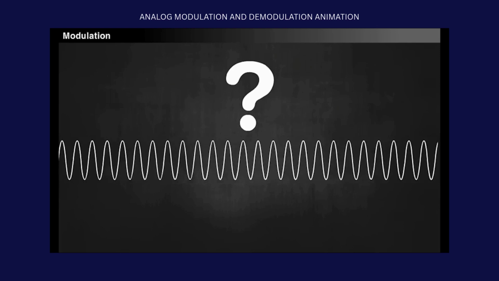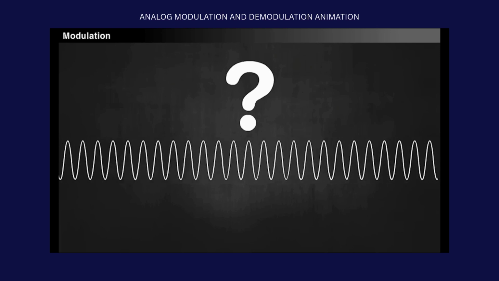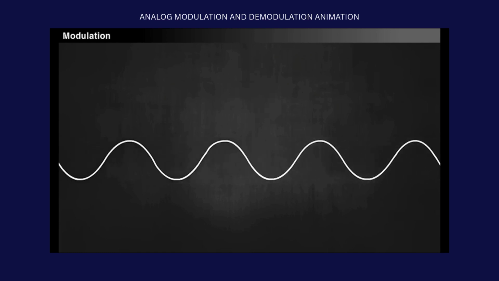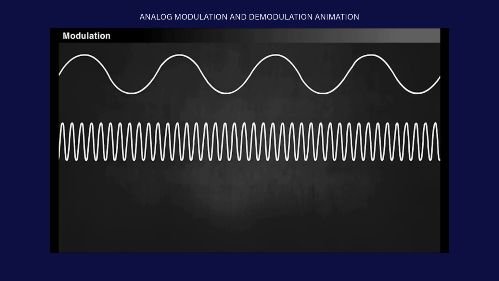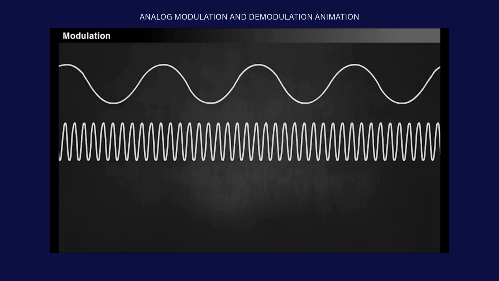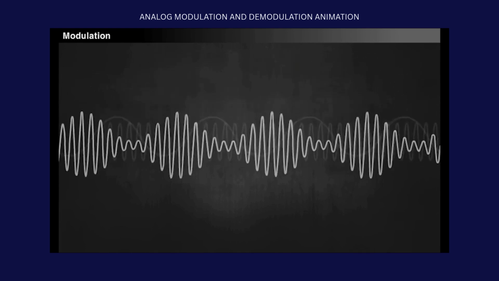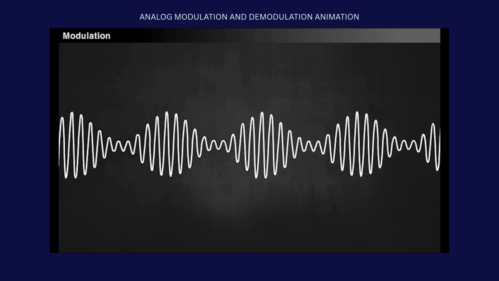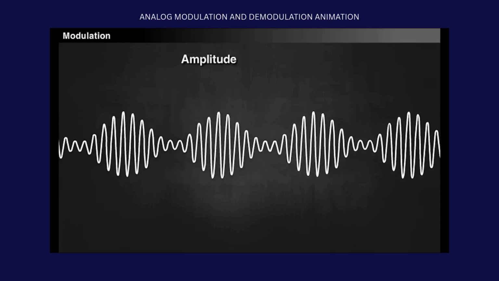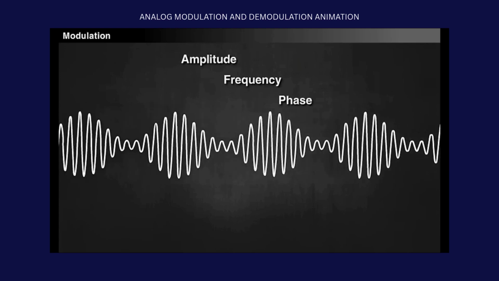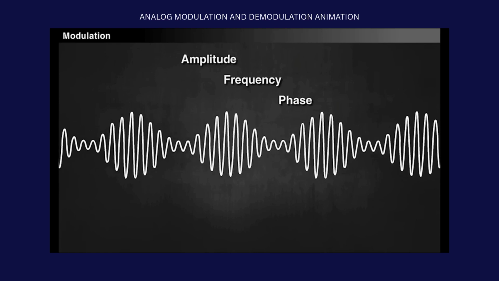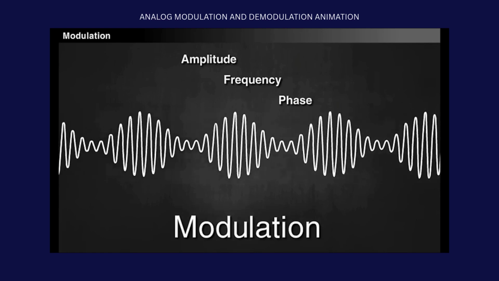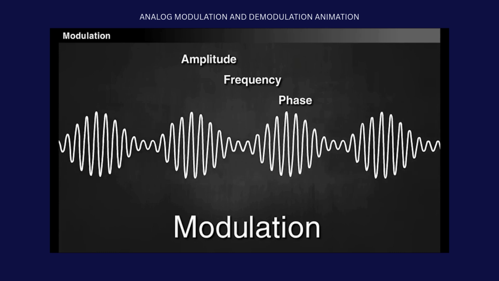How will we increase the frequency of the message signal? Actually, we will not increase the frequency of the message signal, but we will superimpose the low frequency message signal with the high frequency carrier signal. Hence, the characteristics of the carrier signal, that is, amplitude, frequency and phase, will be changed in accordance with the message signal. This process is called modulation.